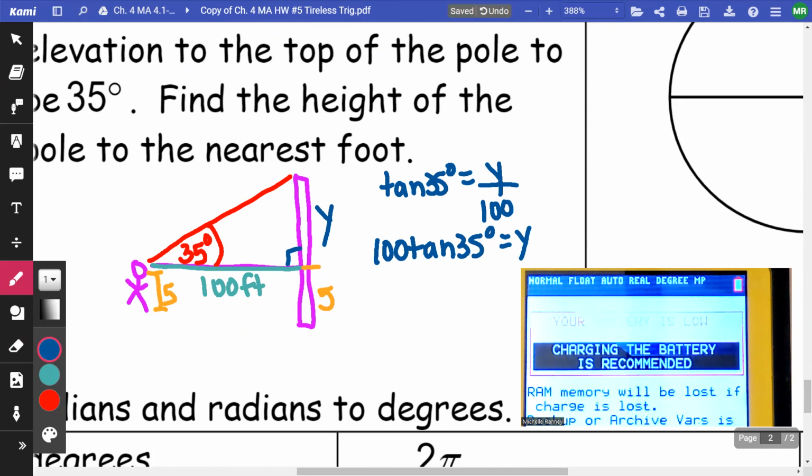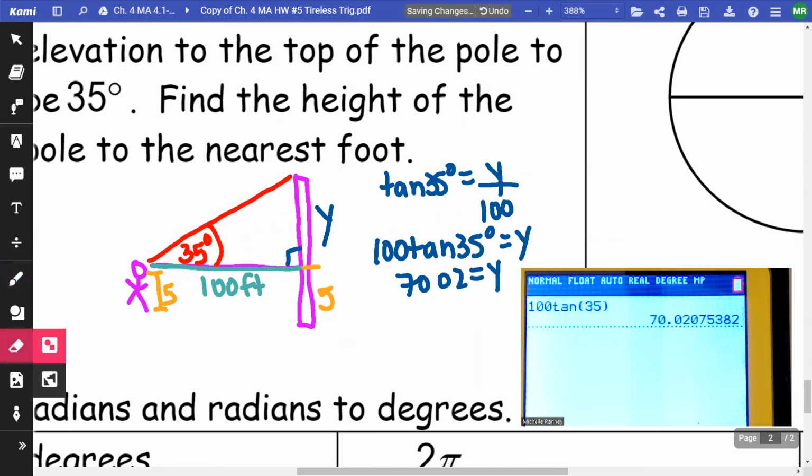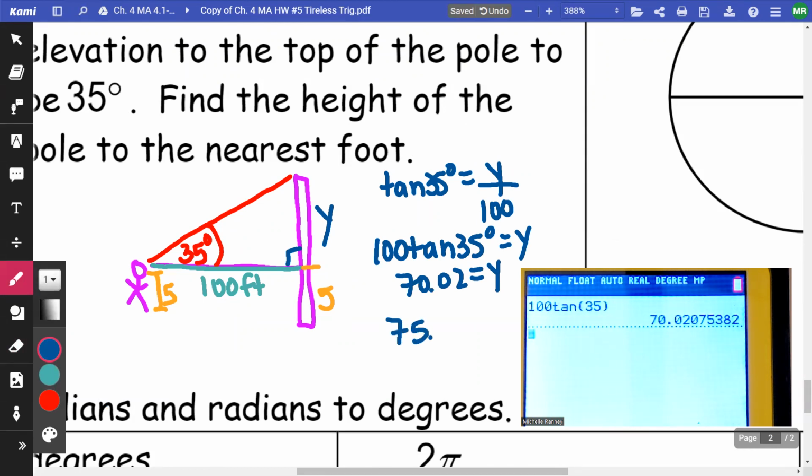So 100 tangent of 35 degrees is 70.02. And then I am going to want to add that to the 5. And when I do, I'm going to get 75.02. That's going to be the height of the pole.